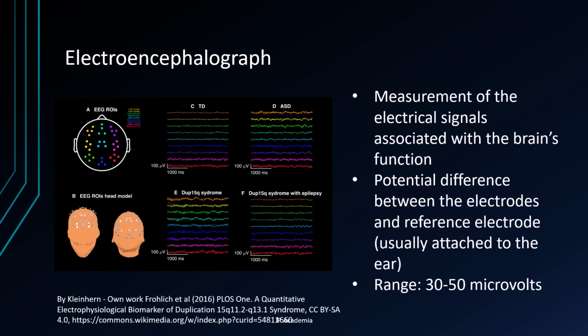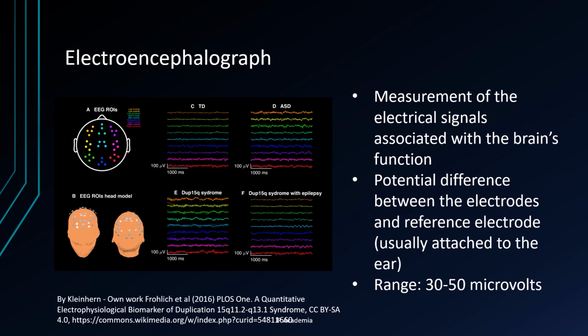Next, we have Electroencephalograph, or EEG. It measures potential along the surface of the scalp. This instrument measures collective neural activity in the brain, and EEG represents the measurement of the electrical signals associated with the function of the brain. Again, the electrodes are attached at the scalp, and the position depends on the goal of the EEG. The potential difference between the electrodes and a certain reference electrode, commonly placed on the ear, is being measured.